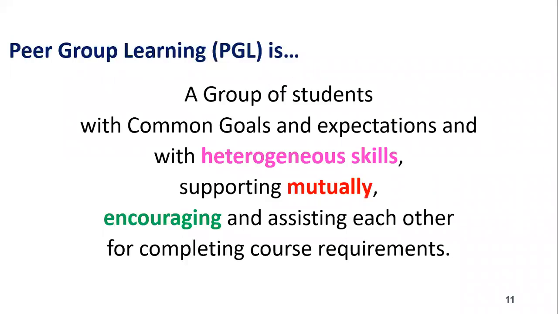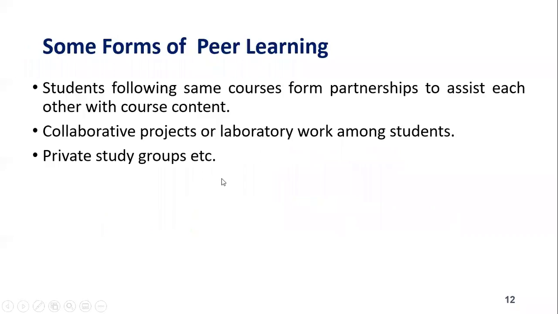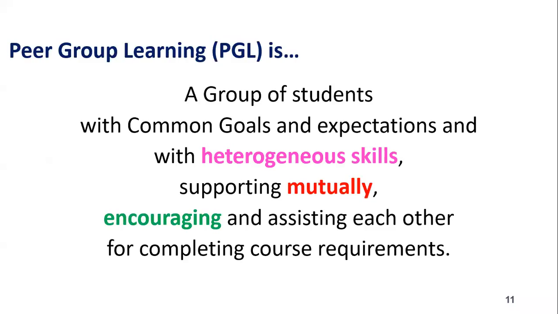Yes. So this is where we were, and these are some forms of peer learning. In the previous slide, the pink color, what I couldn't understand, what is that? Heterogeneous skills. Heterogeneous means multitasking skills, right? That's the word that we are referring to, multitasking. Okay, sir, thank you. It's a generic word, right?